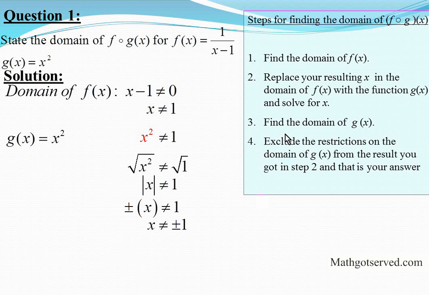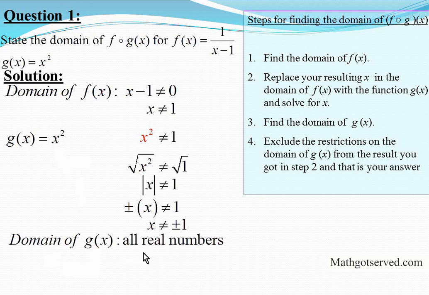Next we're going to look at step number 3. In step 3, we're going to shift our attention to the inner function, which is g, and ask ourselves what is the restriction on g. The domain of g of x is all real numbers. It doesn't have a radical or a rational denominator. So there are no restrictions on x squared. X squared can take in any x value and is guaranteed to have a real output.